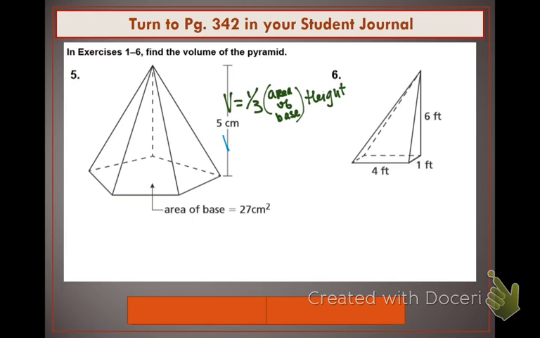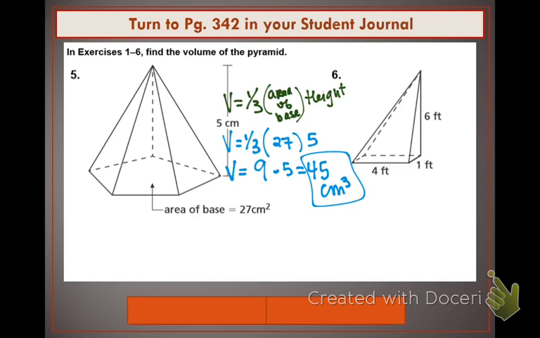They already gave you the area of the base. This one you should be thankful for. What is the area of the base? 27. And then the height of the entire object: 5. So what's 1/3 of 27? 9. Times 5 is 45 centimeters cubed. So you should like that one. That one was easy.